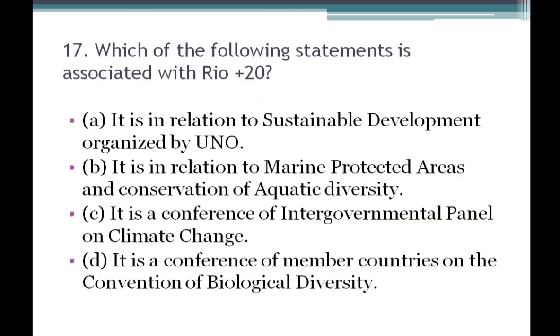Question number 17. Which of the following statements is associated with Rio Plus 20? Option A. It is in relation to sustainable development organized by UNO. Option B. It is in relation to marine protected areas and conservation of aquatic diversity. Option C. It is a conference of Intergovernmental Panel on Climate Change. Option D. It is a conference of member countries on the Convention of Biological Diversity. So the correct option is option A.